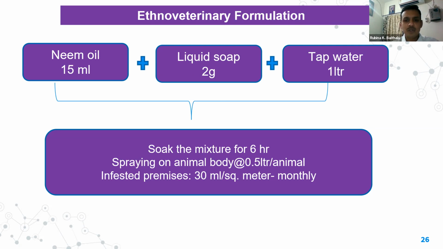Now soak the mixture for 6 hours and spray over the animal body at the rate of 0.5 liter per animal, 500 ml for each animal. It has to be applied even in the premises, so that will be helpful for the control of the tick population.